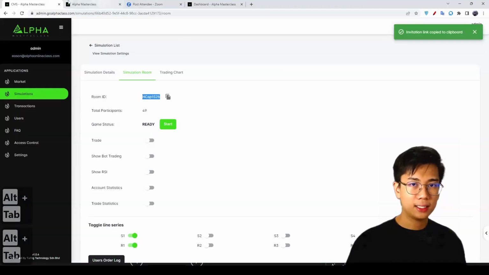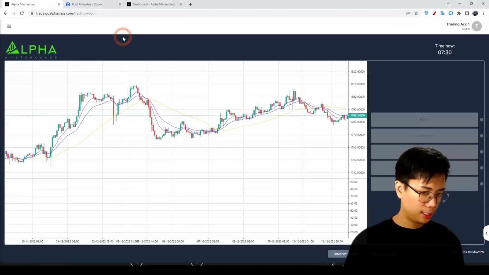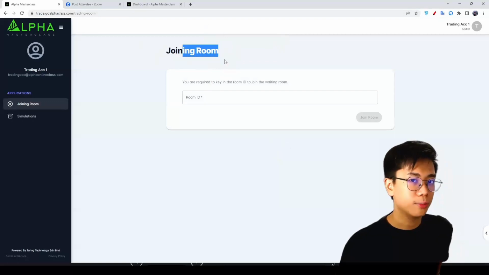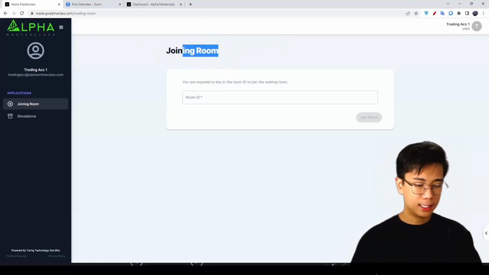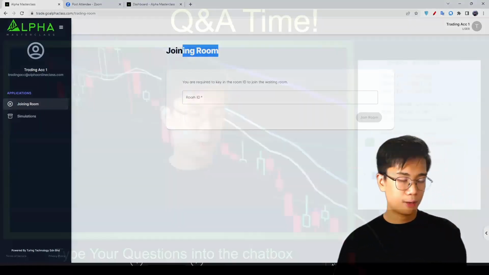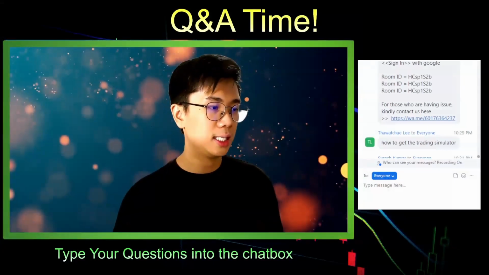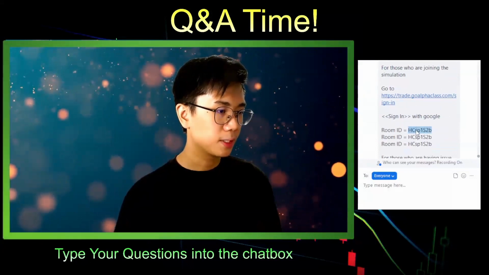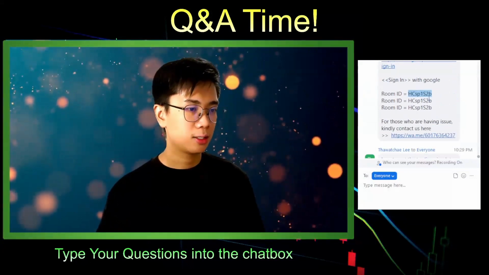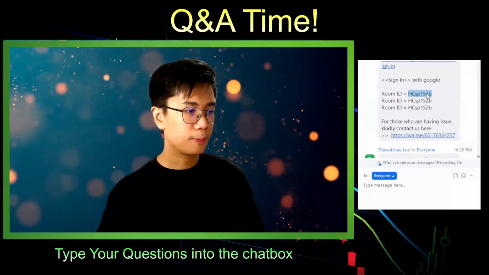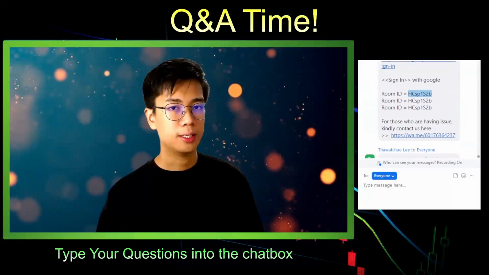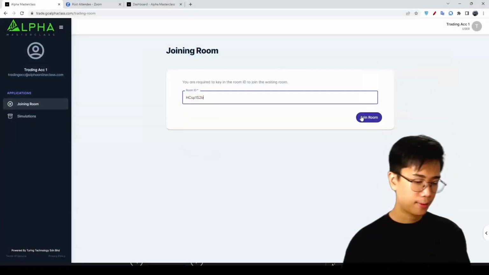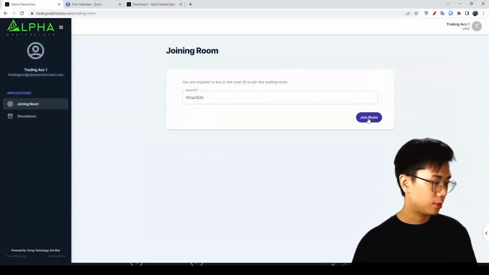You'll be coming to join room ID, and the room ID is the one in the chat box, which is HCSP12S2B. So all you need to do is copy this, put it over here, then click join now.